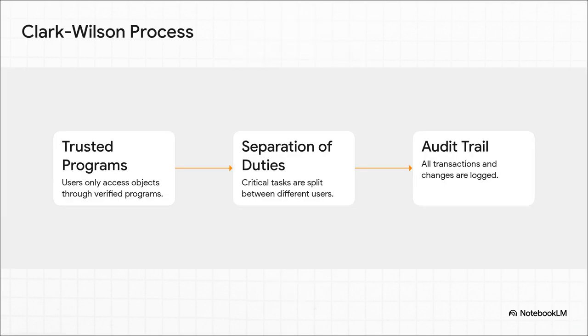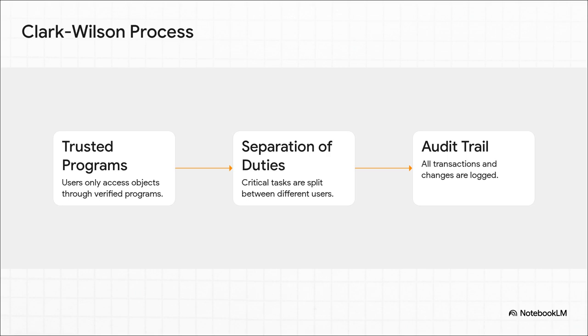And that's the Clark-Wilson model. It's all about integrity through process. It has 3 key parts. First, trusted programs. This means users can't just go in and edit important data directly. They have to use a trusted application, like the company's official accounting software that has its own checks and balances.